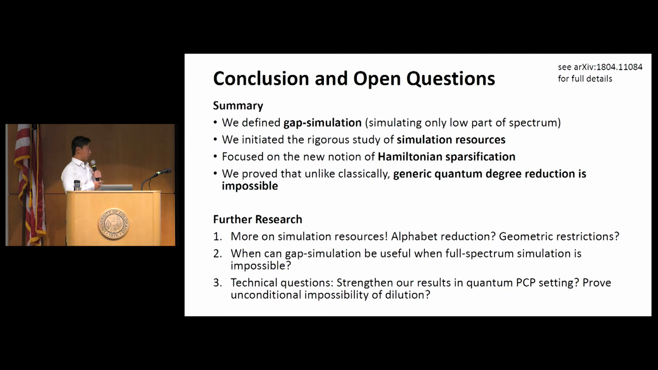For example, what about other simulation resources like alphabet size? And how about geometric restrictions, where we also assume that the interaction strength is bounded? And also, another question is, when can gap simulation be useful when full spectrum simulation is not possible? And obviously, there are some technical questions like, can we strengthen our results in the quantum PCP setting? And also, can we prove unconditional impossibility of dilution without computational hardness assumptions? And that's it. Thank you.